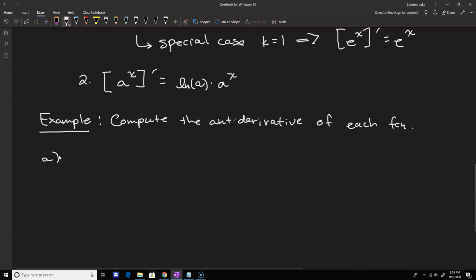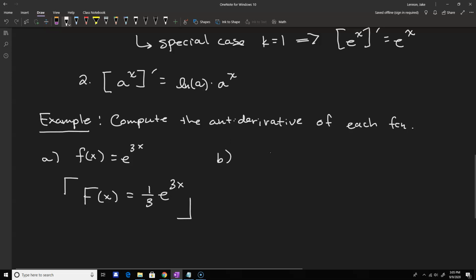So for part A, let's say we have f of x is equal to e to the 3x. As mentioned before, what we're going to do here is take that same exponential function, but instead multiply it by 1/3, right? So the antiderivative rule is going to be the reverse of the derivative rule.